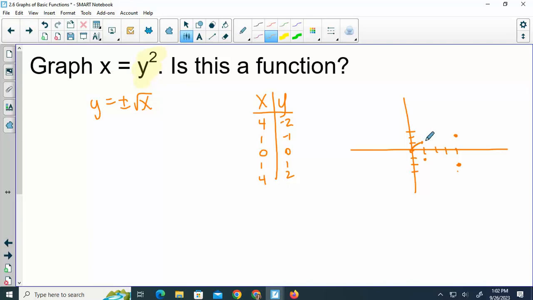So just like Tyler said, we get a sideways parabola. Is that a function? No, it fails the vertical line test. What is the domain? What's the range? Good. All right. So that is the end of this section.